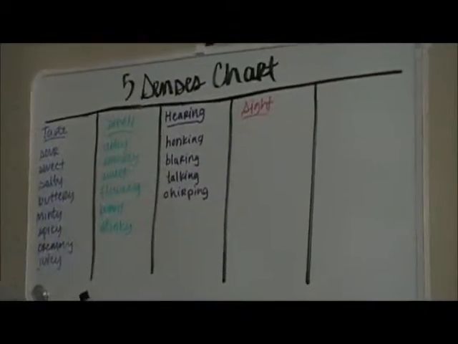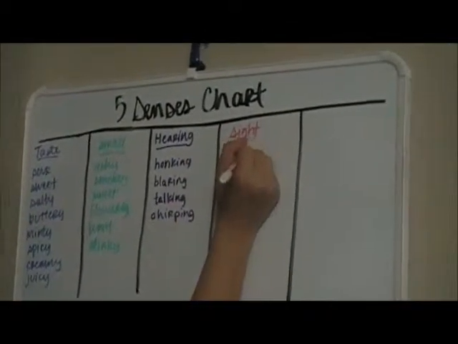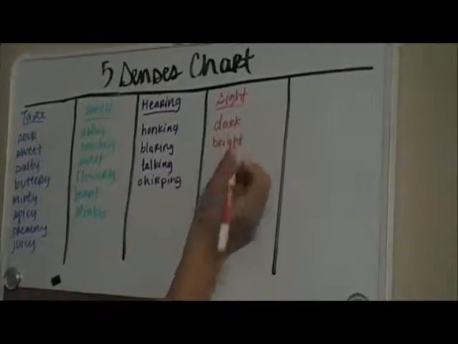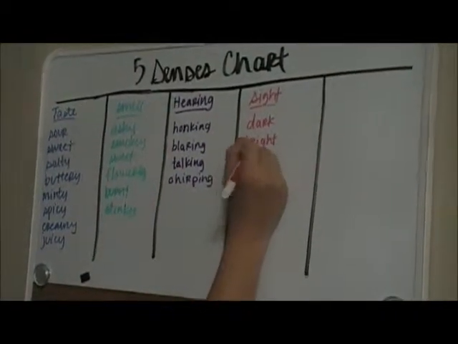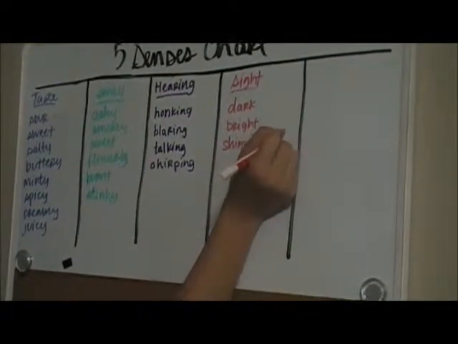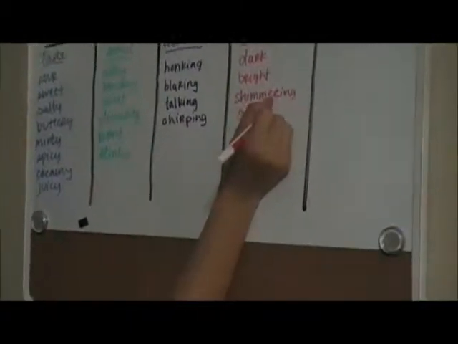And then what about sight? What can we see? We can probably see dark stuff, bright stuff, shimmering maybe, like the water when the sun's hitting on it. And we can probably see glittering stuff. And there's so much more we can see.